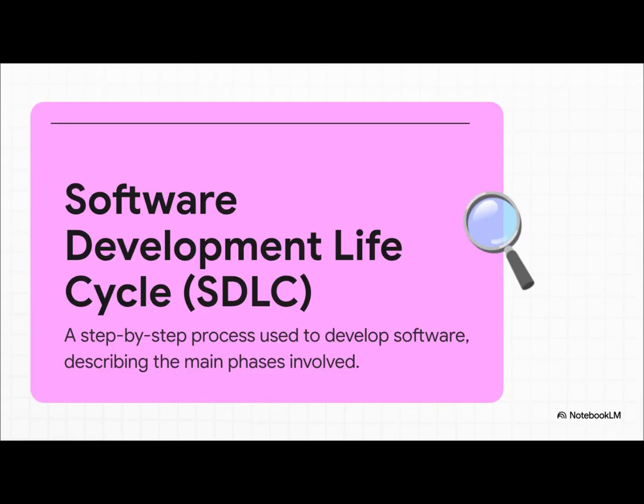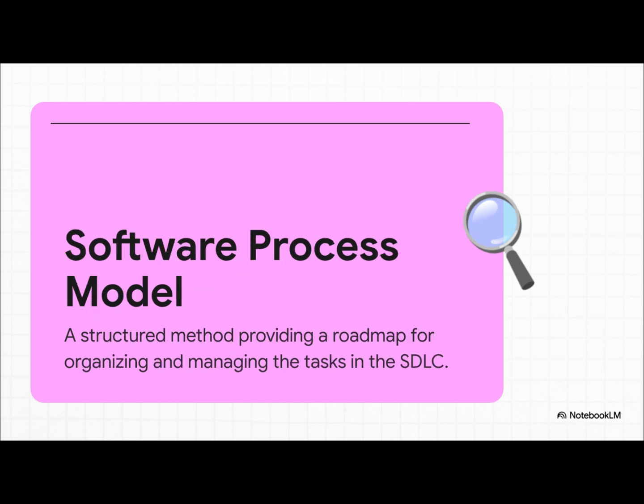Let's break that down a little more. The Software Development Lifecycle, or SDLC for short, is that basic set of steps. You can think of it as the universal phases that pretty much every project goes through: figuring out what you need, designing it, actually writing the code, testing it to make sure it works, and then getting it out to the world. So, if the SDLC is the checklist, the process model is the specific game plan your team picks.